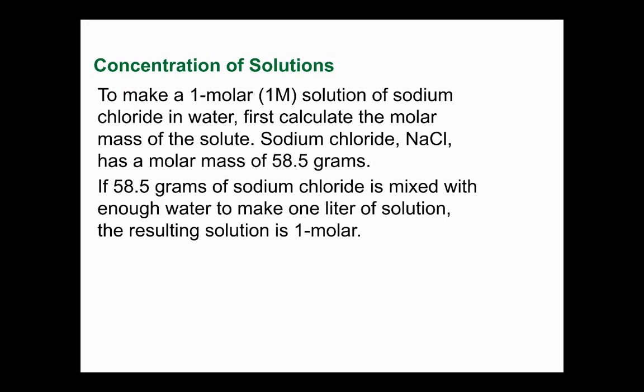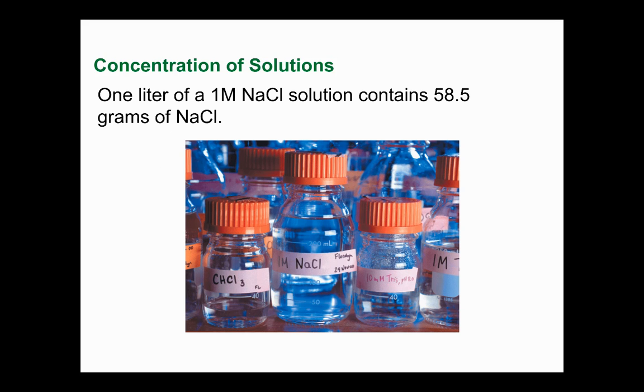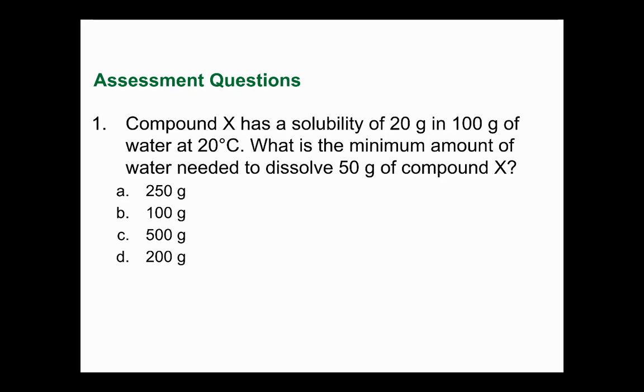To make a 1 molar solution of sodium chloride in water, that's salt, first calculate the molar mass of the solute. Sodium chloride has a molar mass of 58.5 grams. If 58.5 grams of sodium chloride is mixed in enough water to make 1 liter of solution, the resultant solution is 1 molar. And like I said, we'll do some problems with that. So 1 liter of 1 molar sodium chloride solution contains 58.5 grams of sodium chloride. And we'll do some math on that.